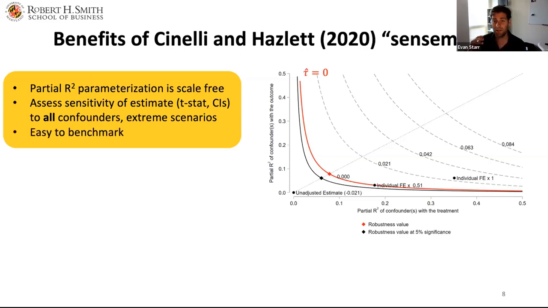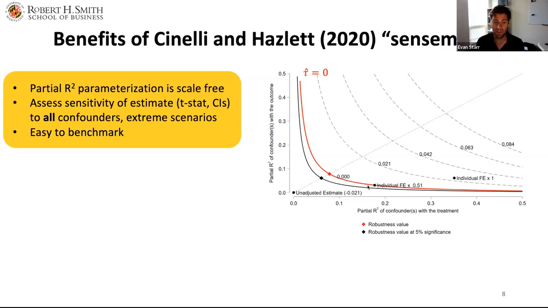And the last part that I think is really valuable is that it's really easy to benchmark these results. What do I mean by benchmark? Well, you might wonder whether it is feasible for a confounder to explain 8% of both your treatment and your outcome. What you can do is benchmark it to other individual covariates or sets of covariates. In this case, we had a model without any specific controls, just individual fixed effects, so we're going to benchmark it to the whole set of individual fixed effects.